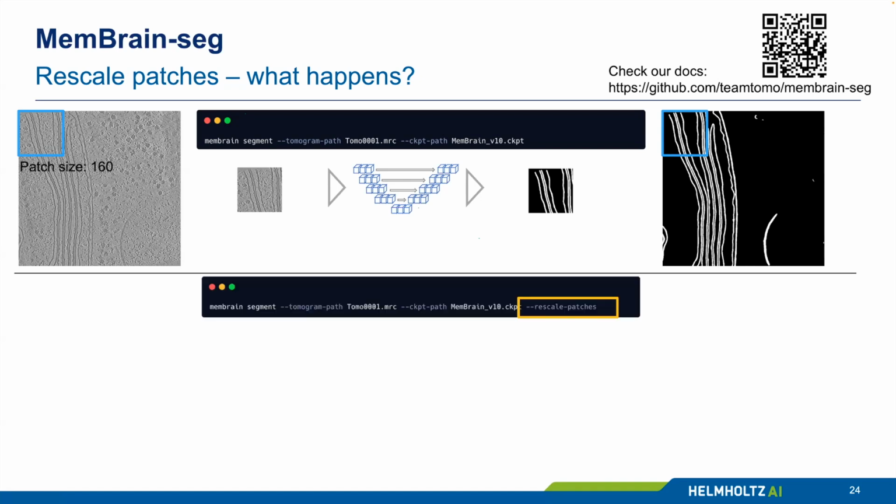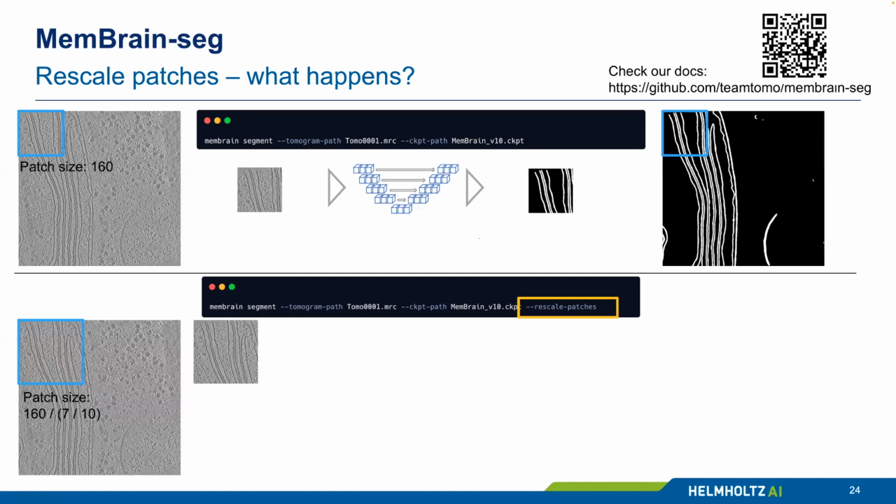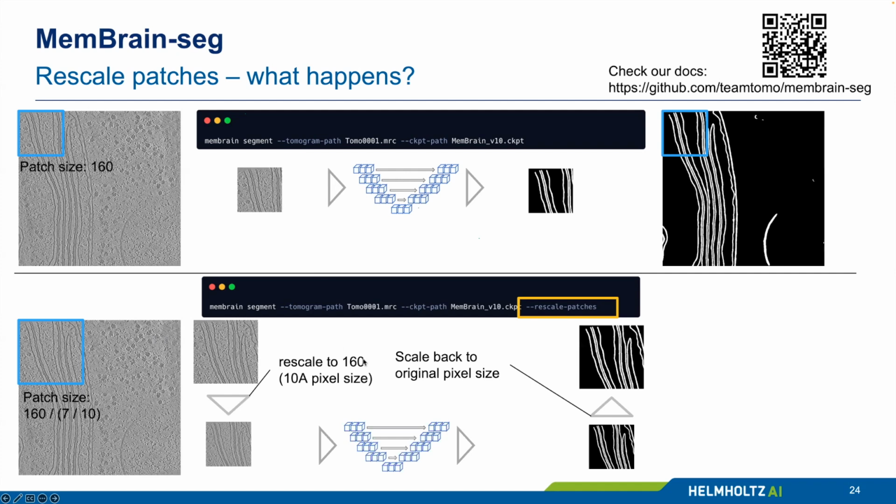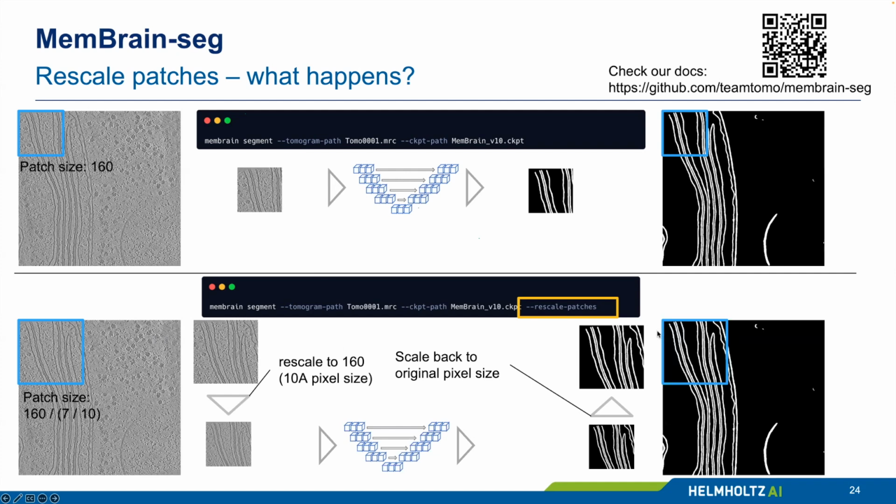Now, if you activate this rescale patches flag, then we will extract a patch of a different size. And the size of this patch is determined by what happens if we rescale it. So we'll extract this patch in a size that if we rescale it to 10 angstrom, it will also have this size 160. So we extract this patch, we rescale it to 10 angstrom, get a smaller patch of size 160. We can feed that into the model and get some good segmentations out of it, and then rescale back to the original size, and then put it into the position of the tomogram, the output segmentation.